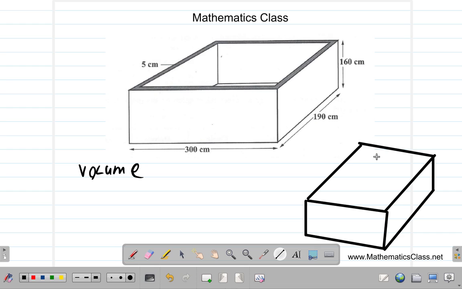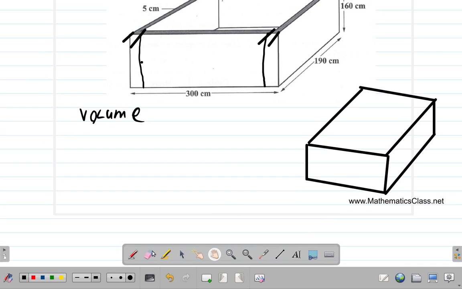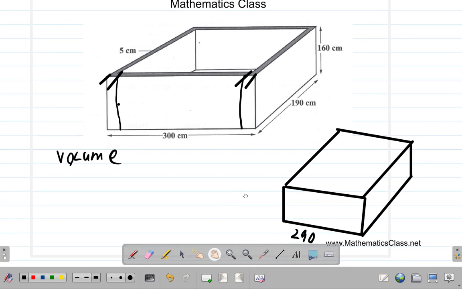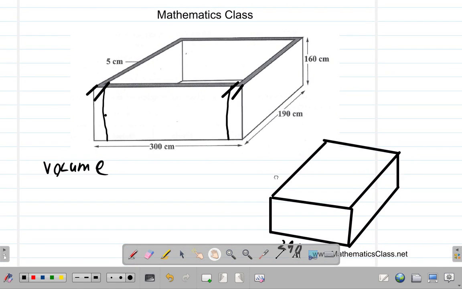Anyway, here, this is 5 centimeter thick. All of this is 300 centimeter. So you have to take 5 off one end and 5 off the other end. So 300 minus 5 minus 5. Minus 5 from one end, you get 295, minus 5 from the other end, you get 290. So you have the width at 290 centimeter.